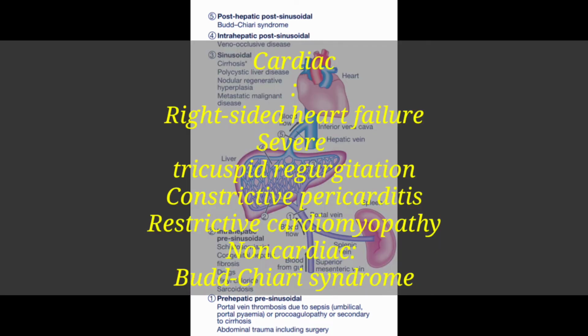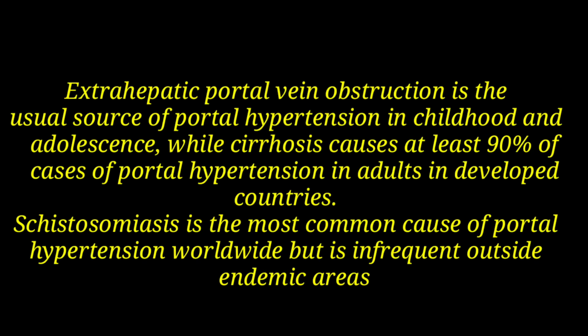The last one is post-hepatic and post-sinusoidal. It has two types, cardiac and non-cardiac. Cardiac causes are right-sided heart failure, severe tricuspid regurgitation, constrictive pericarditis, and restrictive cardiomyopathy. Then the non-cardiac cause is Budd-Chiari syndrome.